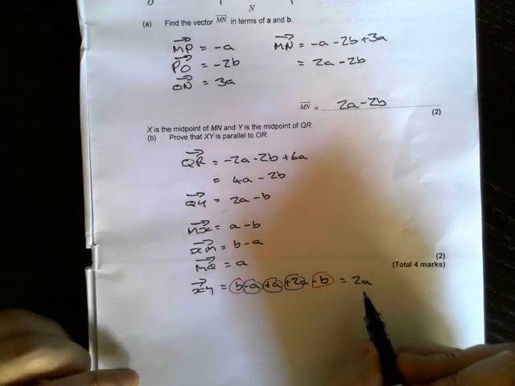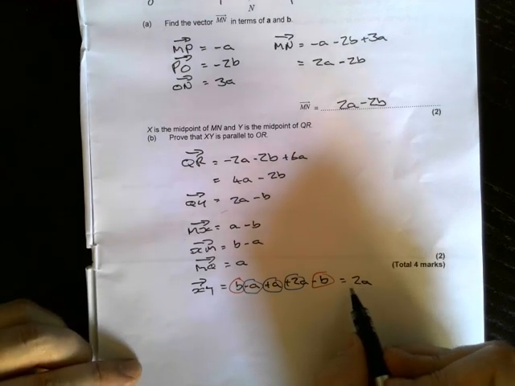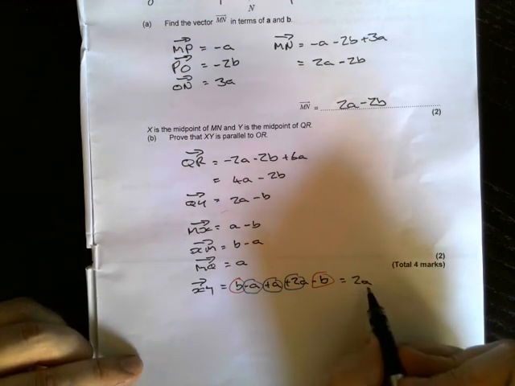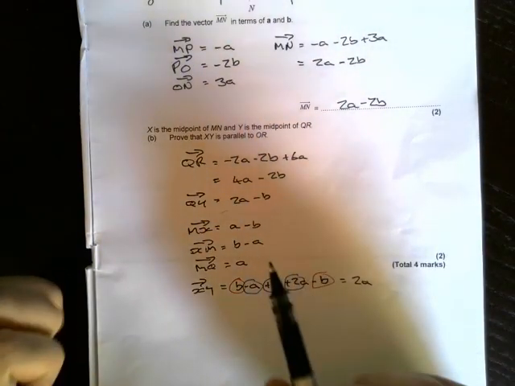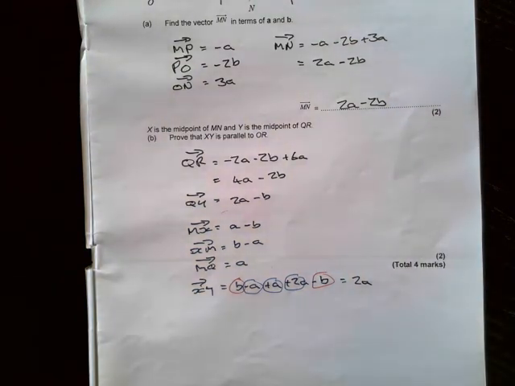So we now know that they are parallel because XY is 2A, and OR is, we're told right at the beginning, 6A, so they've both got a factor of A and nothing else, and no other common factor, so they are parallel.